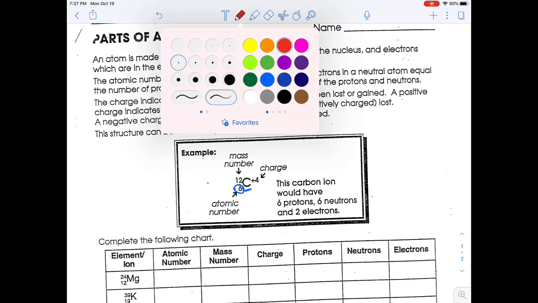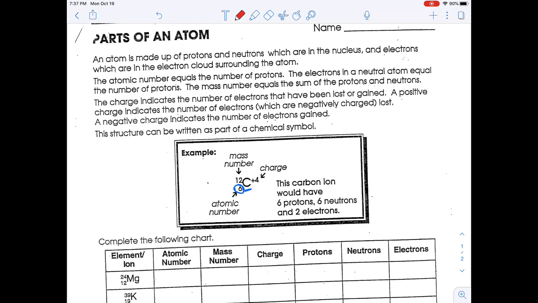Then we have the mass number. The mass number is here. And the mass number again is the protons and the neutrons that are in an atom. And that mass number can vary even within a certain element because of what we call isotopes. Isotopes are the same element, but they have different numbers of neutrons, and therefore they can have slightly different mass numbers.